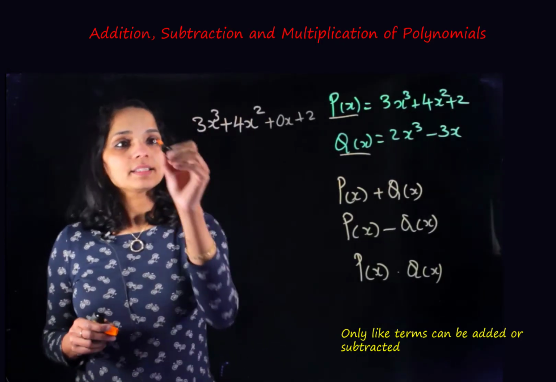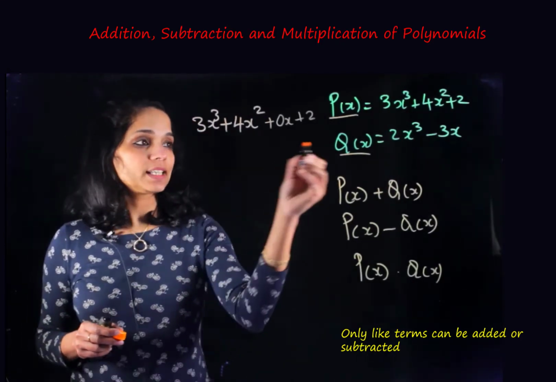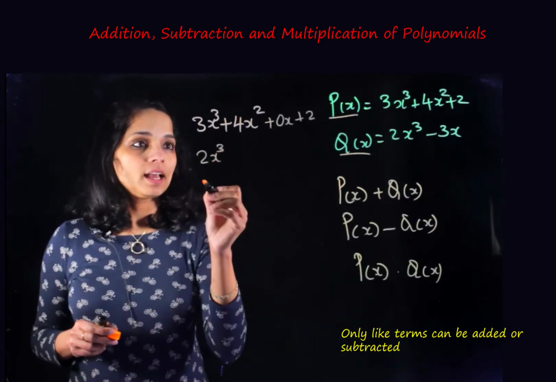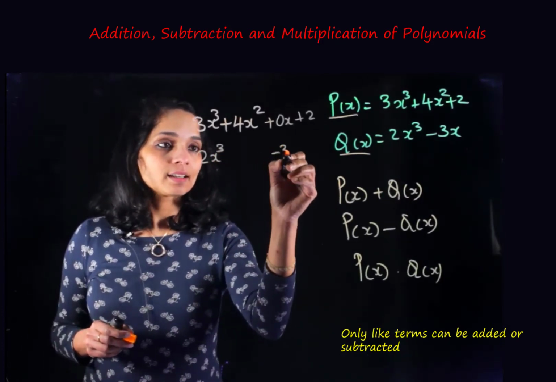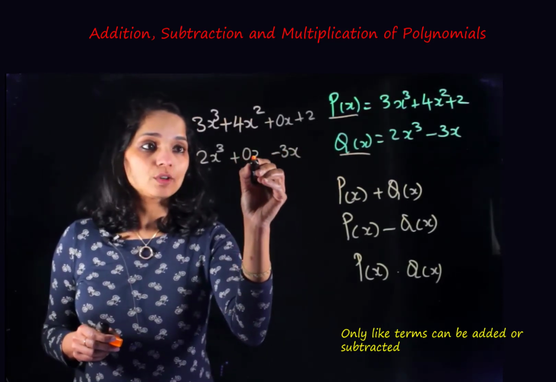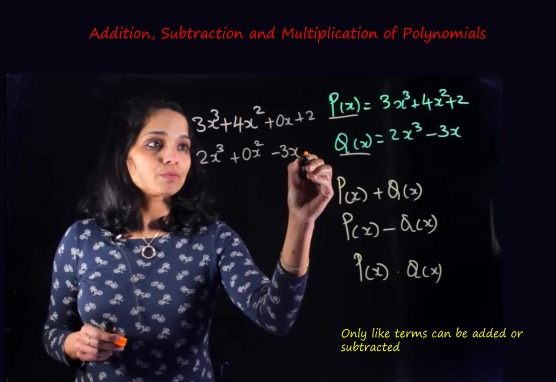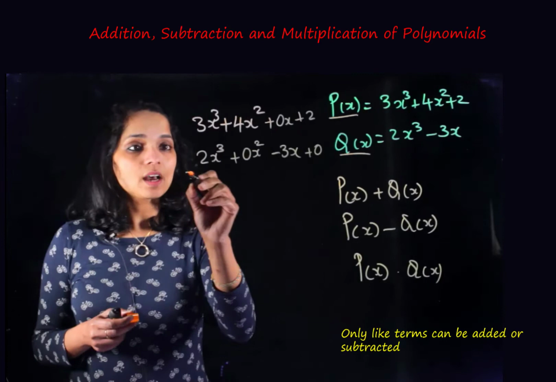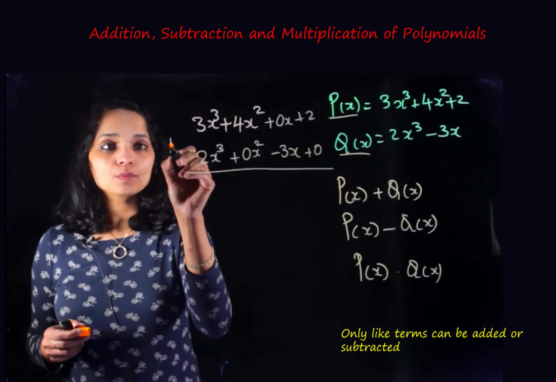And this is your q(x), which is 2x cubed and minus 3x, but we don't have any corresponding term for x squared, so we're going to put it as 0x squared, and there's no corresponding term for 2, so we're going to put it as 0. Okay, so now let's add them together.